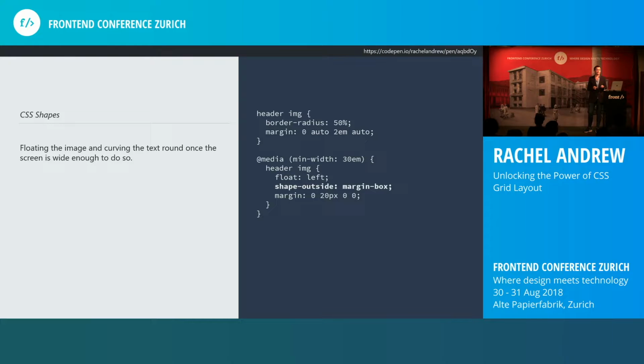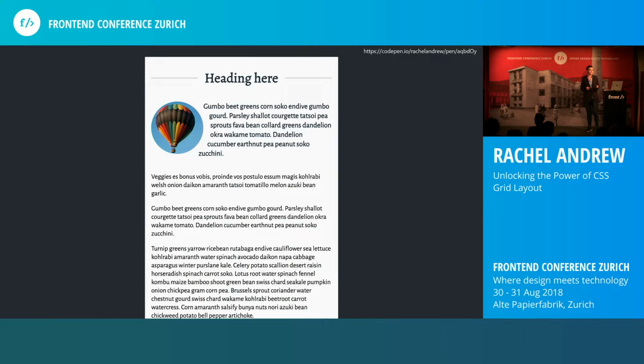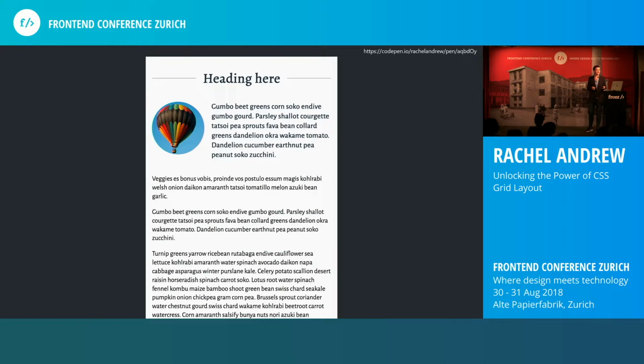So as we get a bit wider, I'm going to take that image and do something neat with it. I'm going to float it left and cause the text to curve round by using shape-outside margin-box. That's CSS shapes. So we get the text curving round the shape. That's pretty nice. It doesn't matter about browsers that don't support CSS shapes because they just ignore it. They don't understand what that property is. Because it's applied to a float, nice bit of backwards compatibility there, you just get a normal floated effect with the text all squared off.